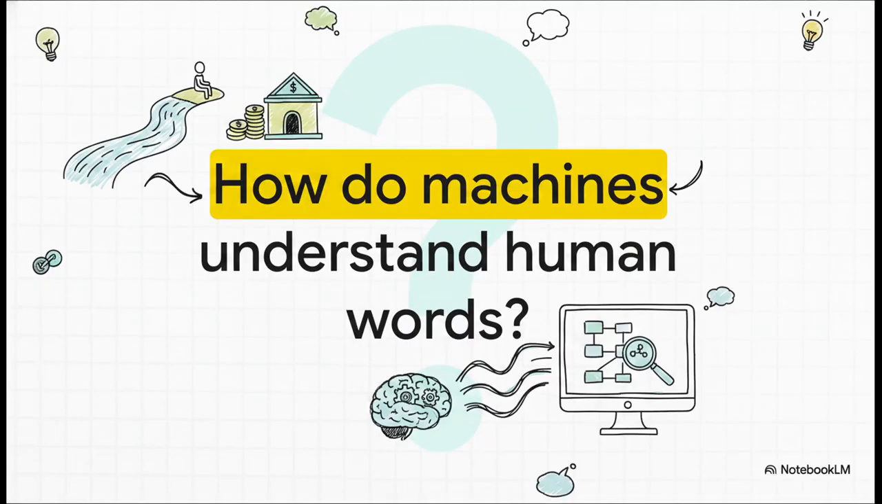How does a machine actually understand the relationship between human words? We humans deal with word ambiguity completely naturally. If I say I sat on the riverbank versus I deposited money in the bank, you instantly know the difference, right? But how do we map those exact same words to actual meaning inside a computer system so that it can reason, search, and truly understand us?